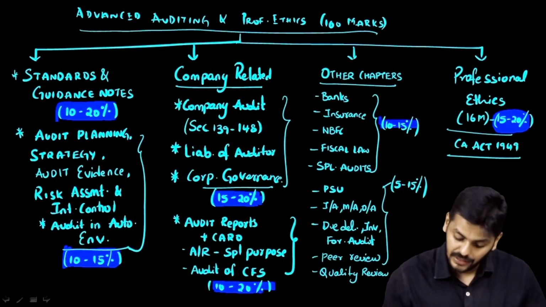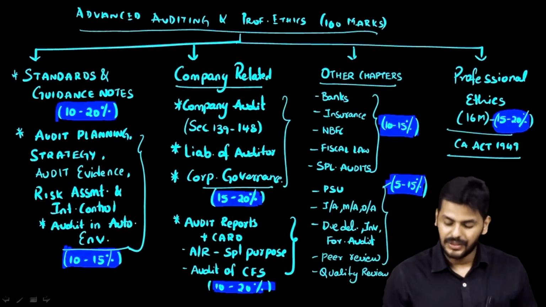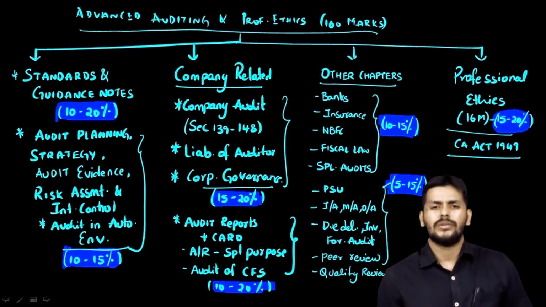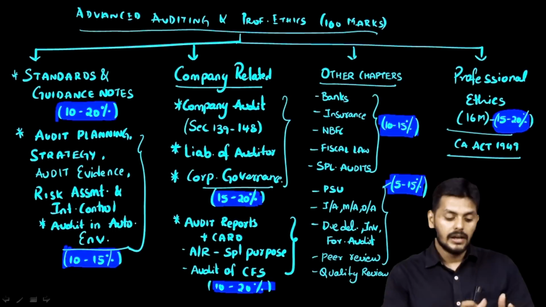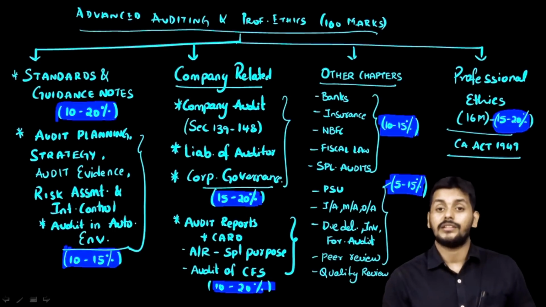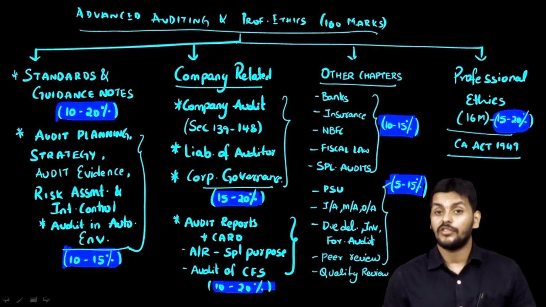And then here we have 10 to 15% of the marks and 5 to 15. So anywhere they're talking about 15% to 30% of marks, which is like 25 to 35 mark range. But roughly, like I said, standards, company related and professional ethics are going to be there for like 85 marks in the paper roughly, because your question paper is 120 marks.